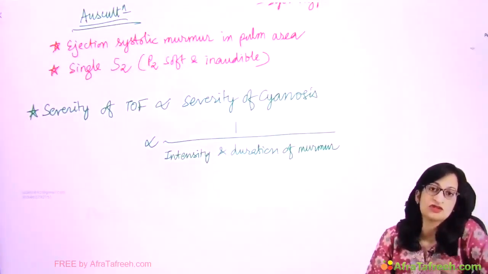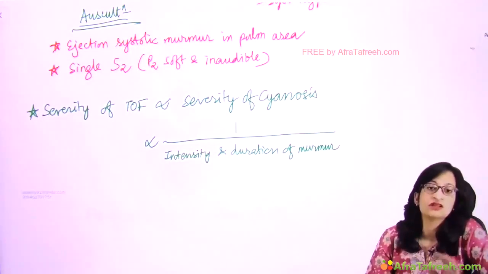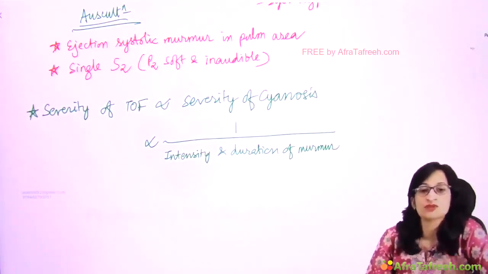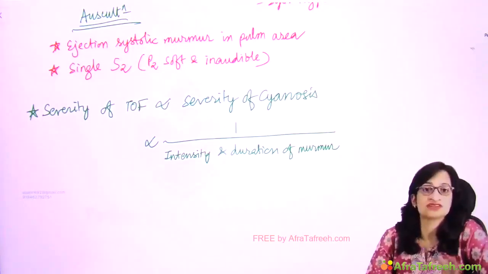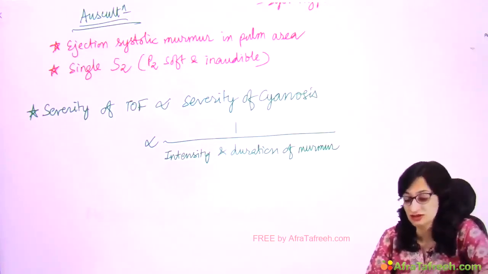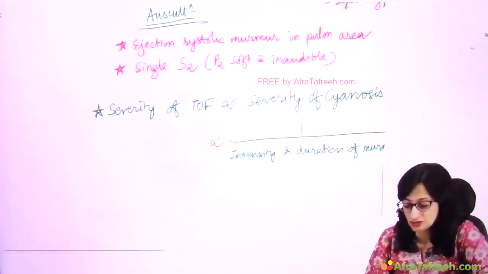So now coming to the investigation findings. ECG in tetralogy of Fallot, you may get right ventricular hypertrophy, but not very important for your MCQs. But what is very, very important is the chest X-ray in tetralogy of Fallot. Very, very important spotter. Okay? And multiple times asked in MCQs already. So let us see what you get in a chest X-ray in tetralogy of Fallot.